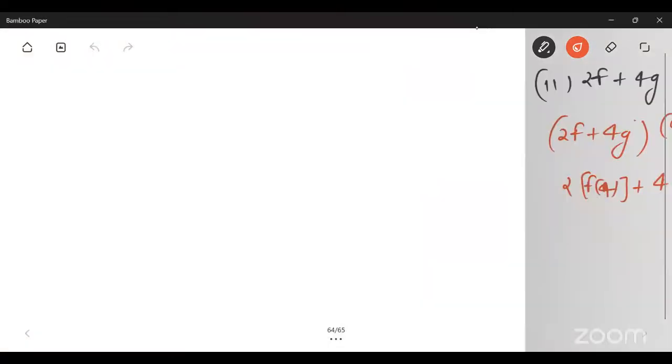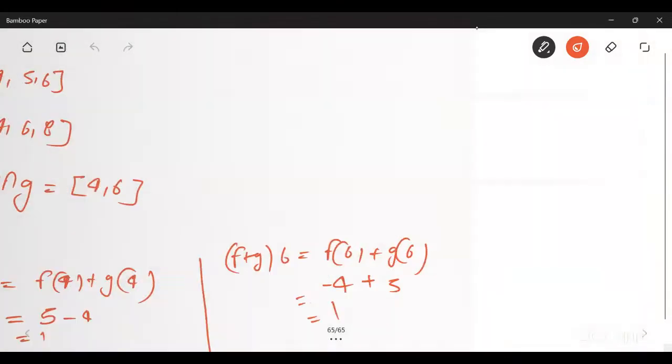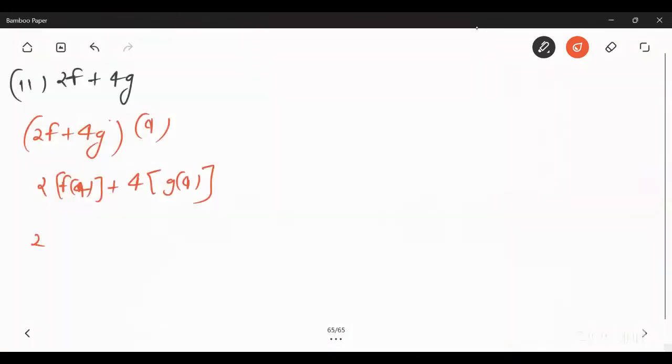So f of 4 is, if you put 4, so you will get 5. And if you put g of 4, so you will get minus 4. So it is equal to 2 into 5 plus 4 into minus 4. So 2 fives are 10 minus 16. So you will get minus 6 as answer.